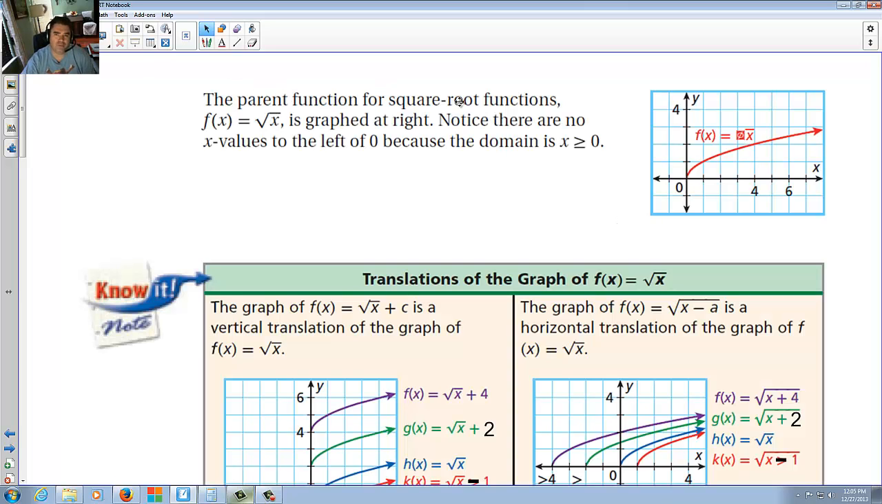Now the parent function for square root functions, f of x equals square root of x, is graphed to the right. Basically, it's bending slowly. Unlike an x squared that shoots straight up fast, the square root does the opposite. It shoots up and then it slowly increases. Now why does it slowly increase? Because think of a number you root.